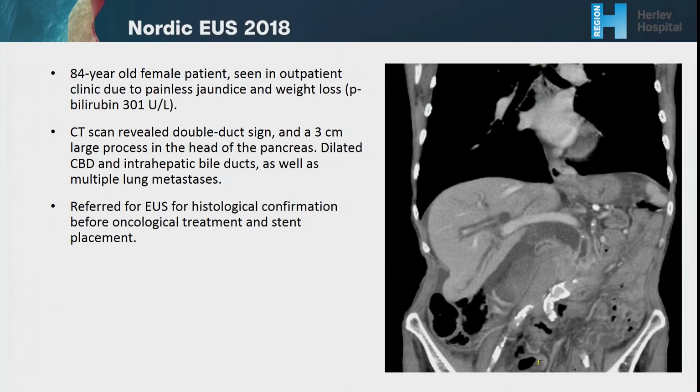So in the next room we have an 84-year-old female patient. She was seen in an outpatient clinic due to painless jaundice and weight loss, a high bilirubin of 301. The following CT scan revealed a double duct sign with a 3 centimeter large process in the head of the pancreas. She has a dilated CBD and intrahepatic bile ducts, as well as multiple lung metastases. She is now referred for EUS for histological confirmation before the oncological treatment, and stent placement at the same time.